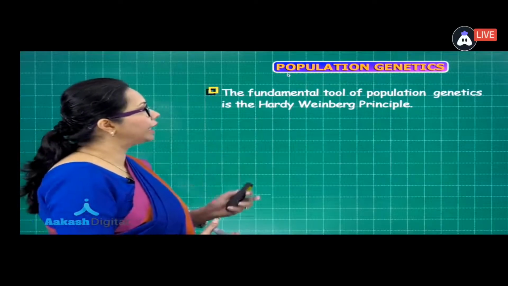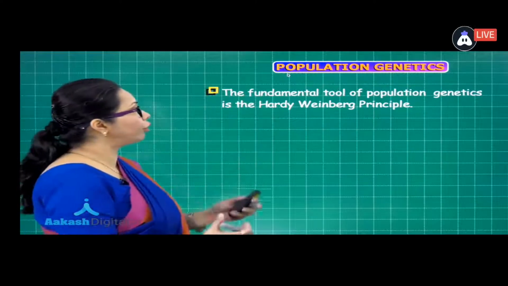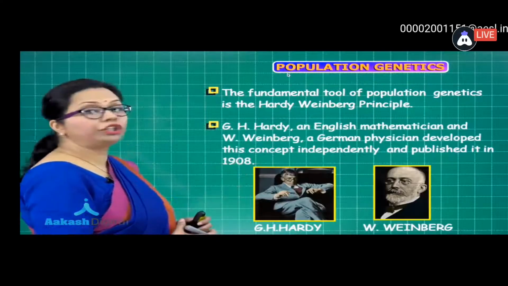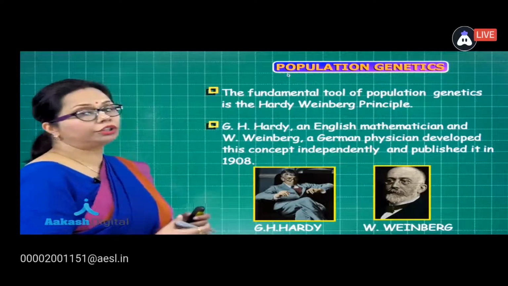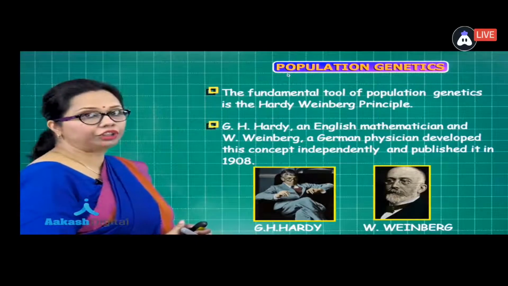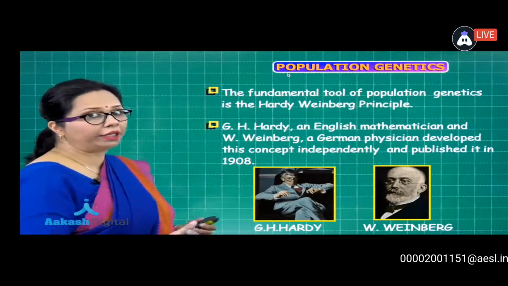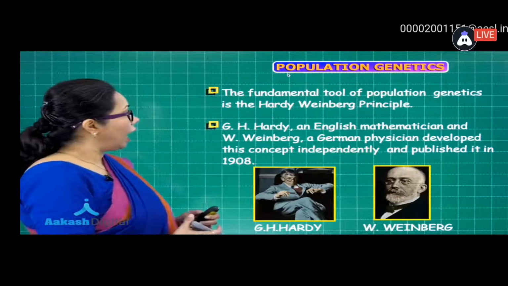And population genetics is studied by the Hardy-Weinberg principle. This is a very important tool to study it, and this was given by G.H. Hardy, an English mathematician, and W. Weinberg, a German physician, who developed this concept independently of each other, and it was published in 1908.